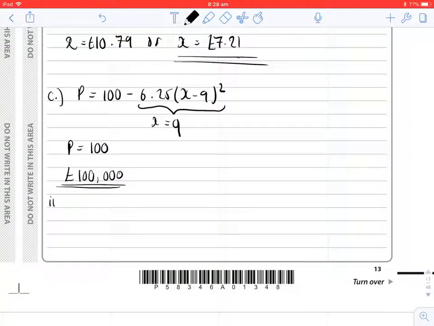And for part 2, we've already answered that in part 1. It asks for the selling price of the toy that maximises the annual profit. Well, we've already looked at that and said that that's going to be £9.